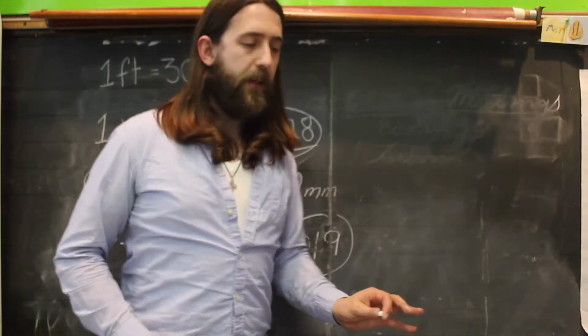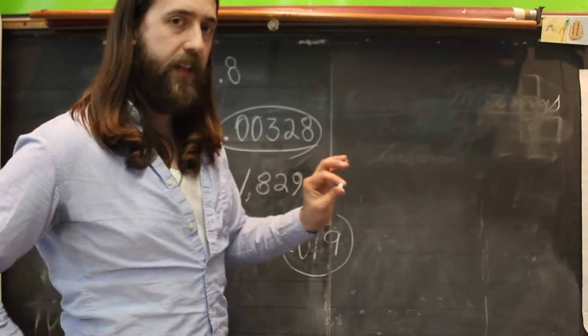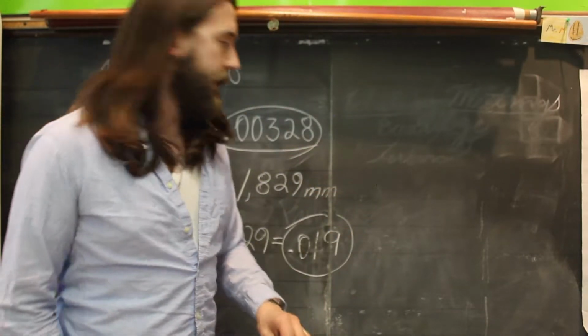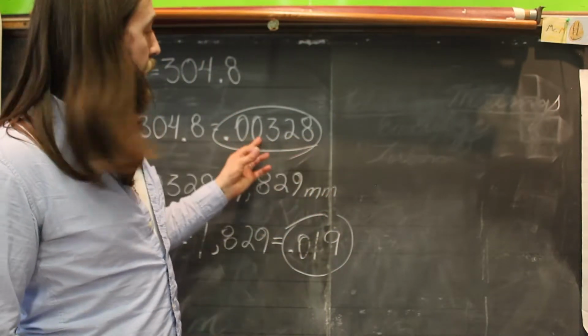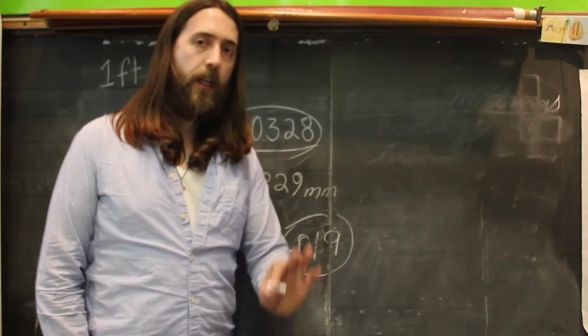Instead of resetting my blackboard, I'm going to attempt to write on this side with my left hand. It's very, very difficult. So 0.019 and 328 hundred thousandths are my two most important numbers.